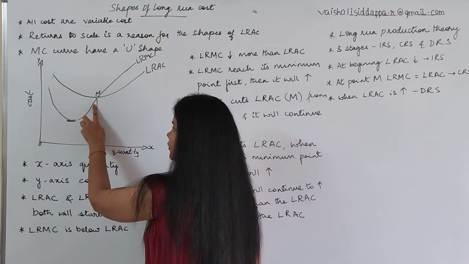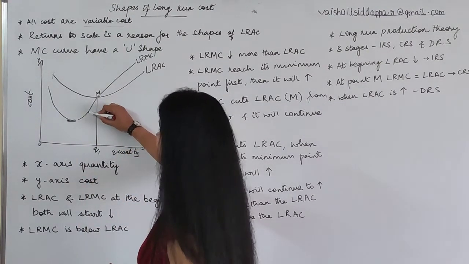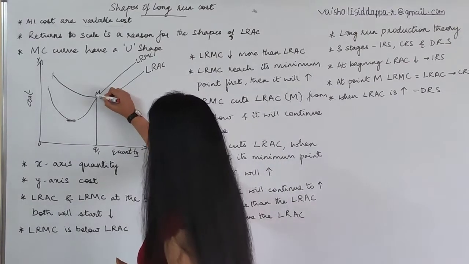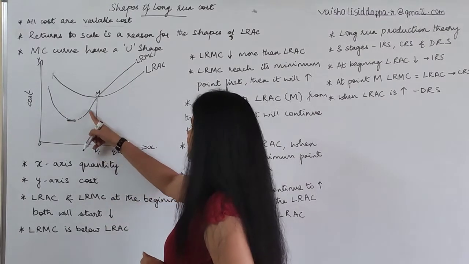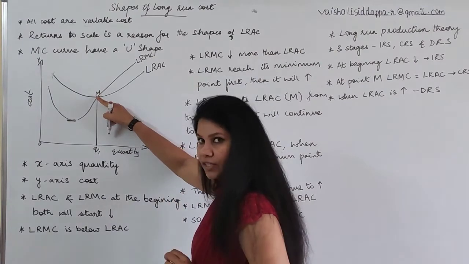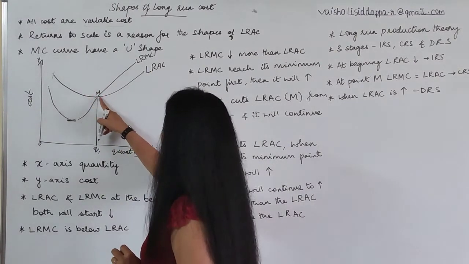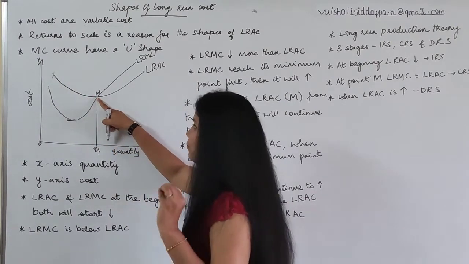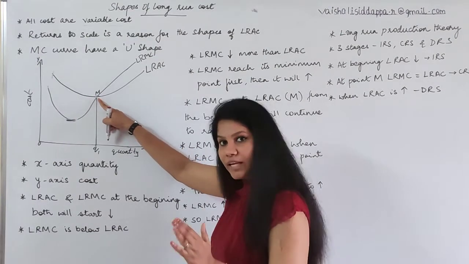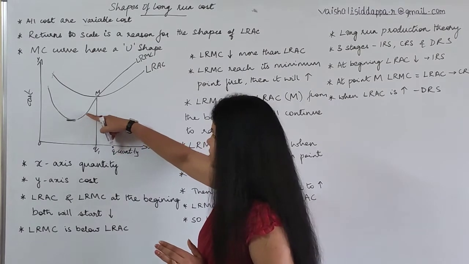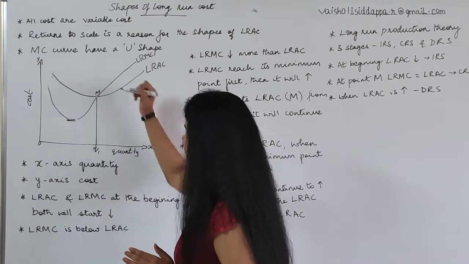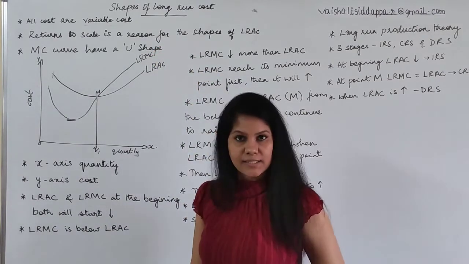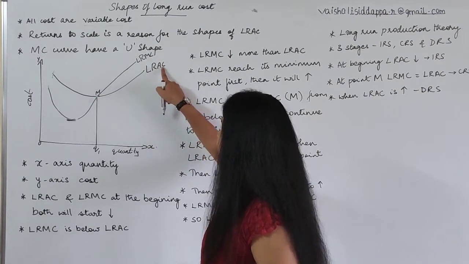Then LRMC will start increasing. Can you see here? LRMC has started rising. Now, when LRMC is increasing, it is going to cut LRAC from below at this point. At this particular point, LRAC is also at its minimum point. Can you see LRAC decreasing here? This is the least point of LRAC. That point is M. At that point, LRMC is equal to LRAC.